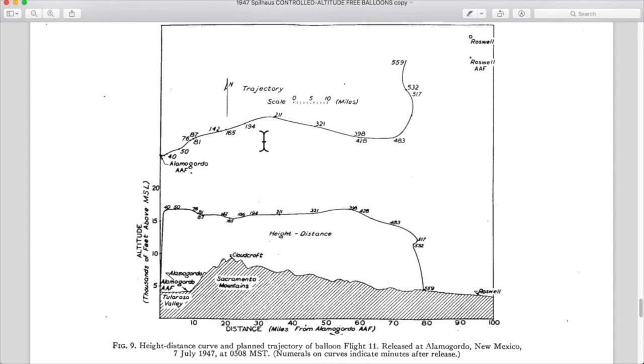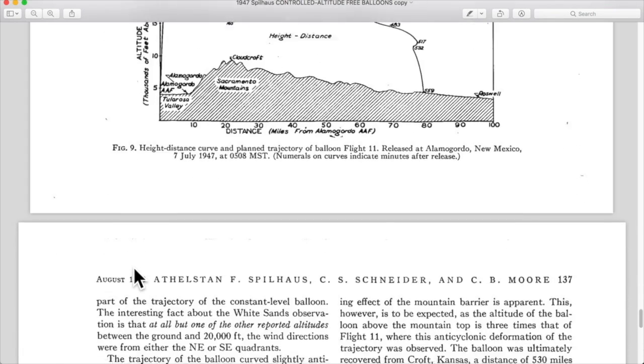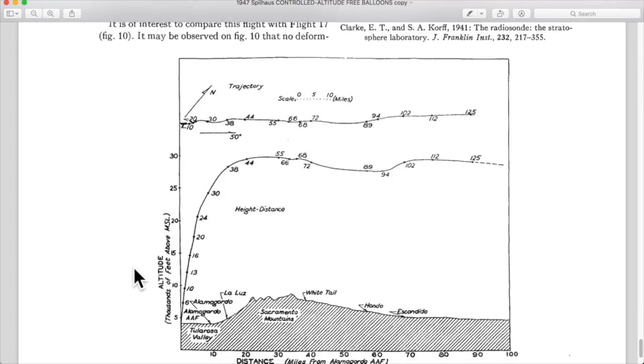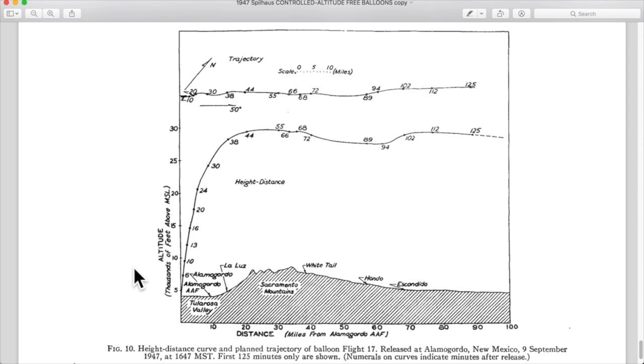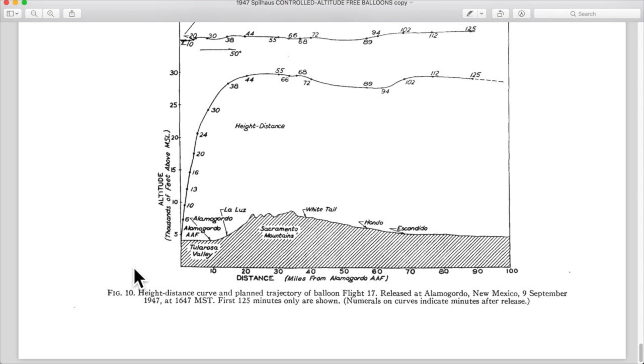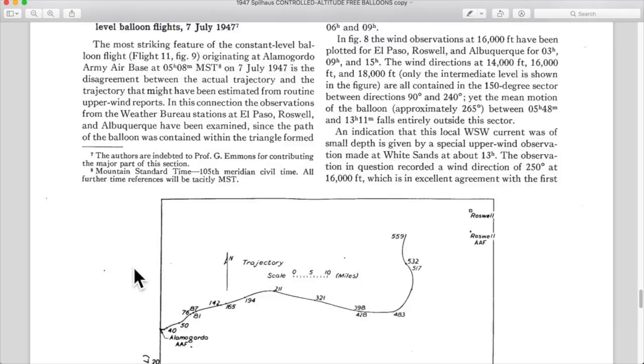Interesting combination of chart data here. We'll have to look at that later. And looks like another similar chart from a different flight. And that's the end. Cool. All right, let's go back to where we left off.